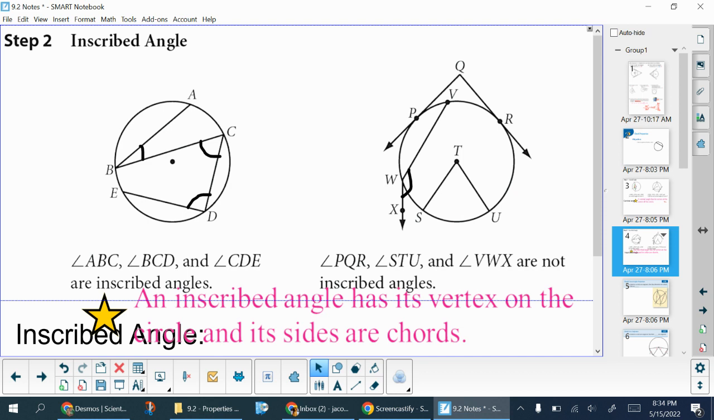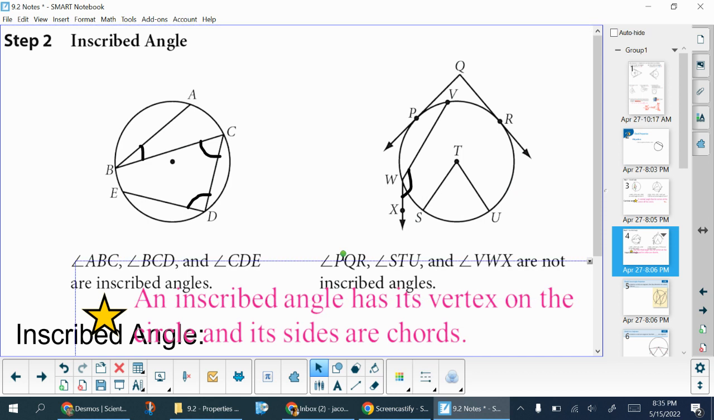None of these are inscribed angles. Here the vertex is outside, here the vertex is at the center. Here this side hits the circle again, but this side never does. So that's why those are not inscribed angles. We're going to talk about those a lot more later on.